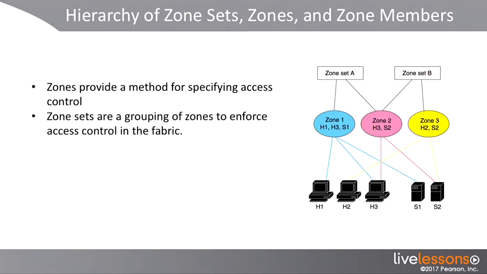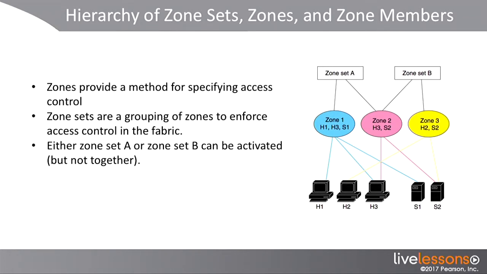We then take those zones and we can group them together in what we call a zone set. And then we can deploy that zone set across the fabric. And in this case, only one zone set can be active at the same time because they share a common zone. So in this case, you can either have zone A active or zone B active, but they can't be active at the same time.